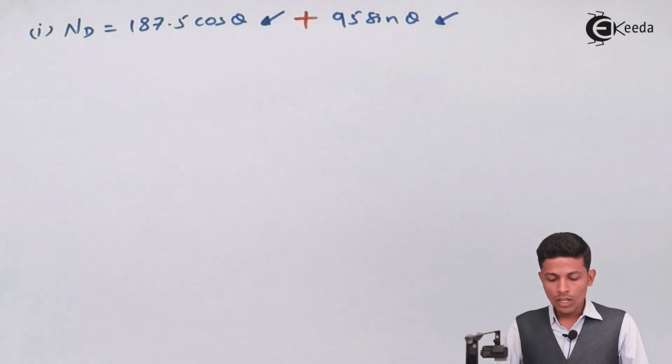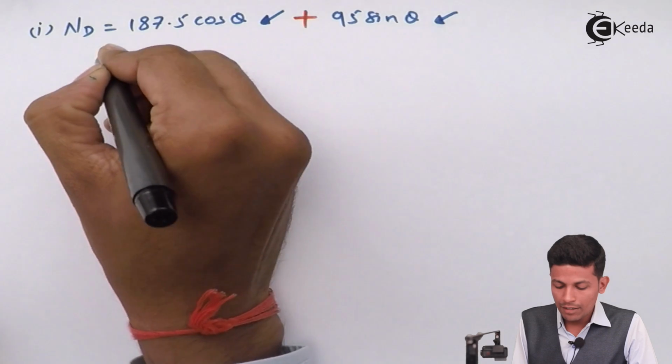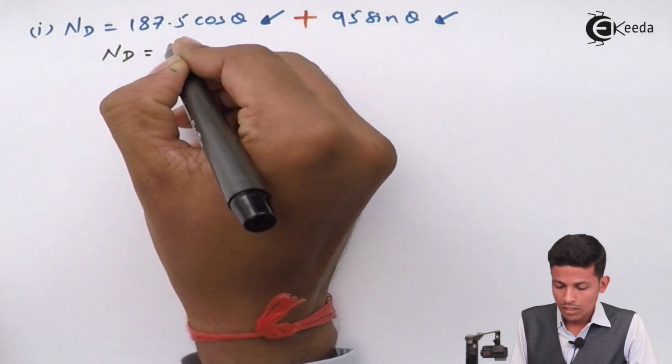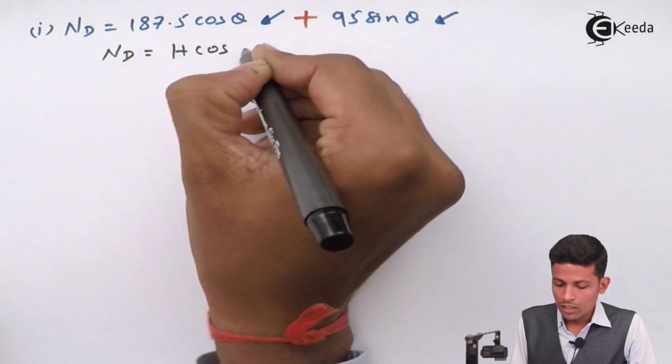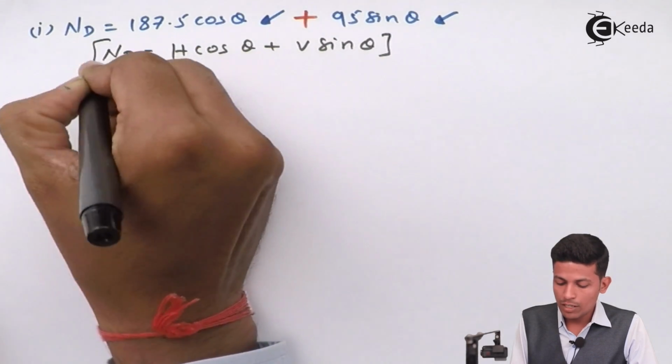Okay, now what is the formula of ND? You also write the formula of ND will be H cos theta plus V sin theta. This is nothing but your formula.